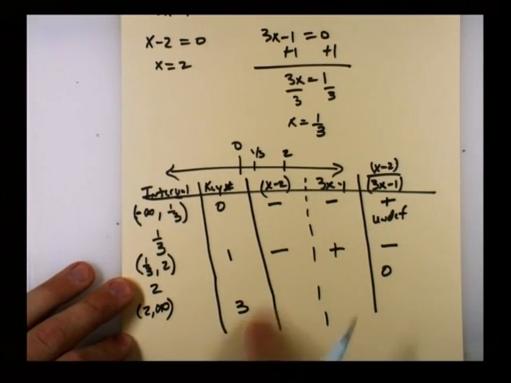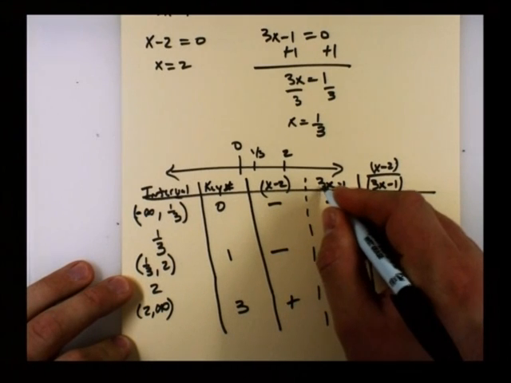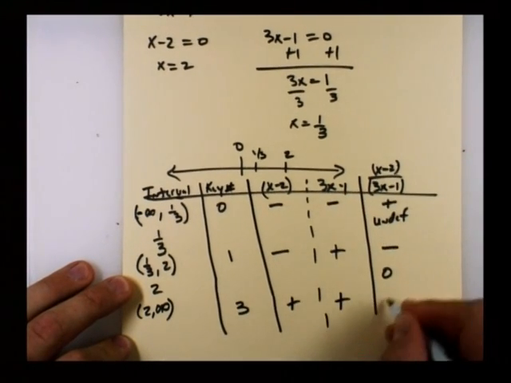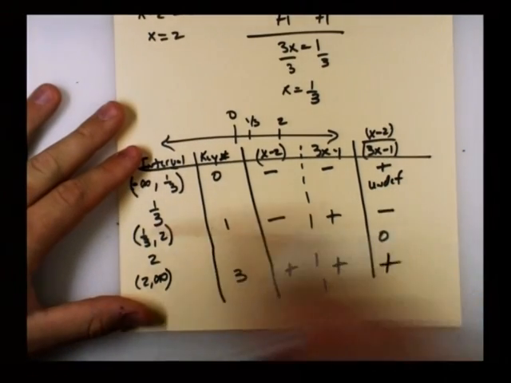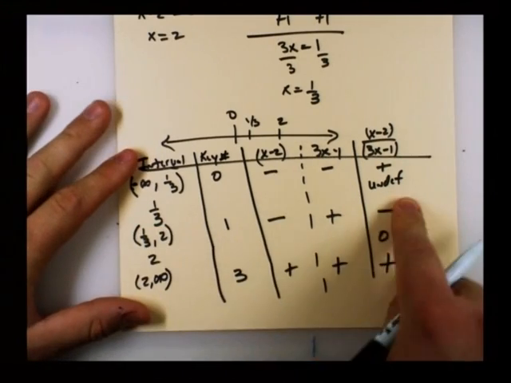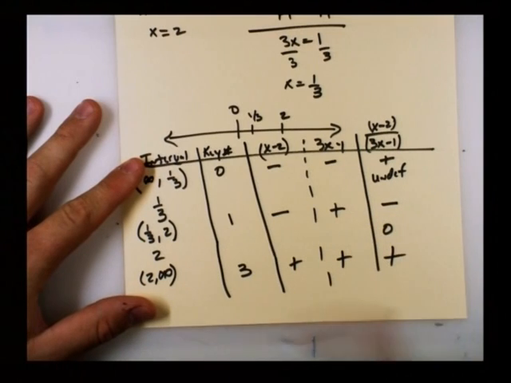2 to infinity, plug in 3. 3 minus 2 is a positive. 3 times 3 is 9, minus 1 is 8. That's a positive. Positive over positive, so that is not part of our solution set. So let's again have that conversation. What does our solution set look like? At 1/3, that's undefined. That can't be part of our solution. But from 1/3 to 2, that is.